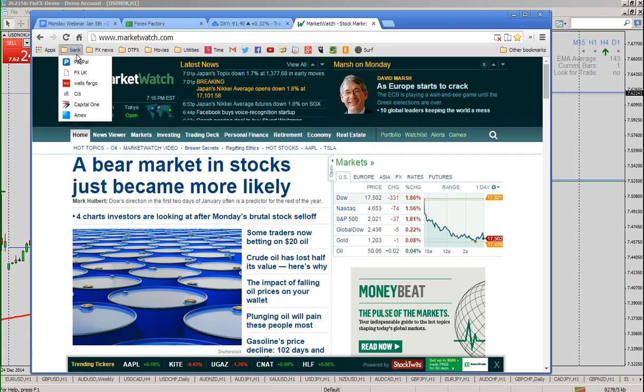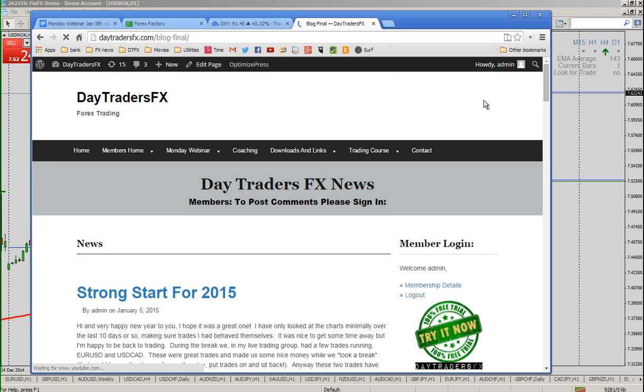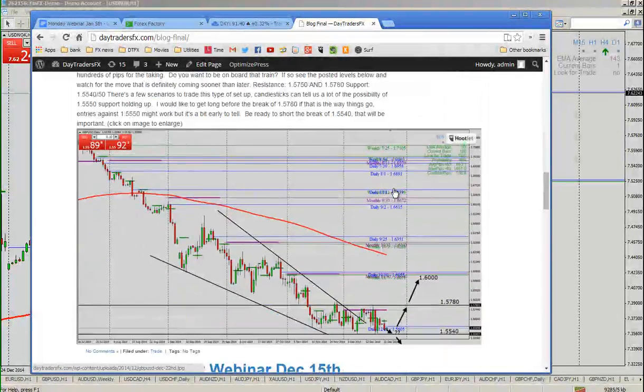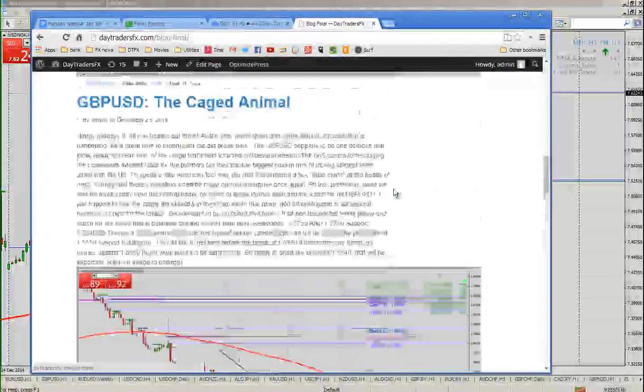In fact, I want to make sure to remind everybody that when you go to the Day Traders FX website, you'll see in the upper right-hand corner where you can log in and get access to all the member services. But likewise, if you're not a member, you can just go to the blog right here. If you go to that blog, it will show you some of the things that we have done and looked at over the last couple of weeks and months. You can see that right here.